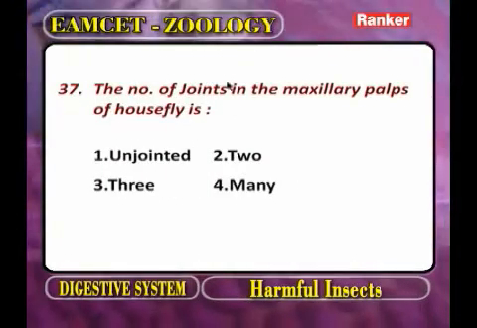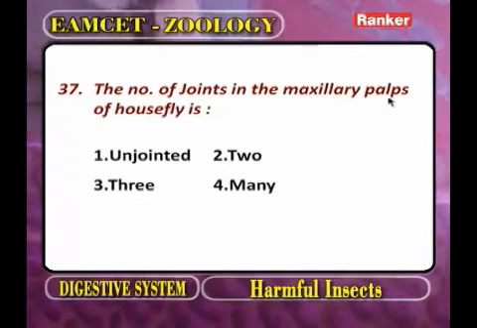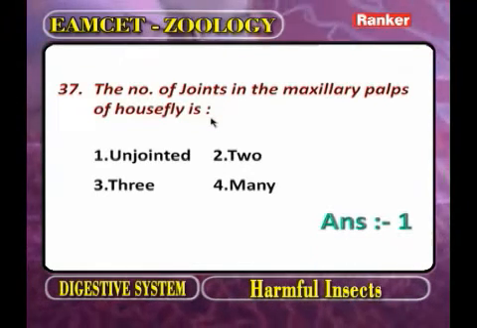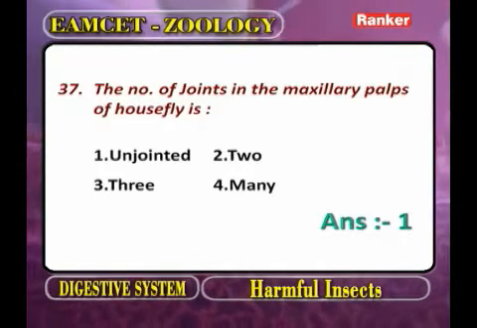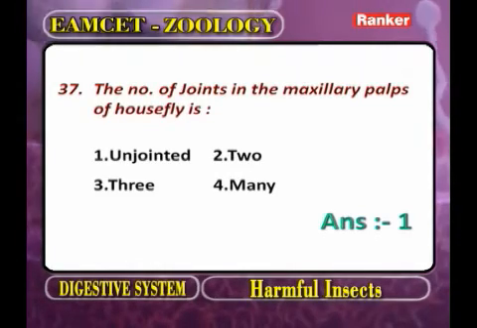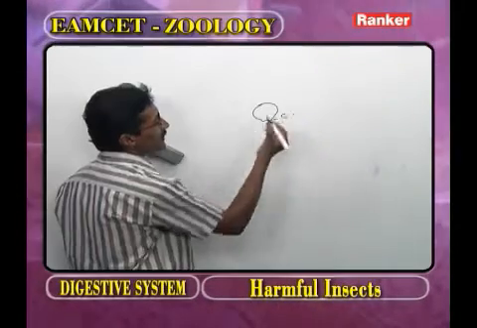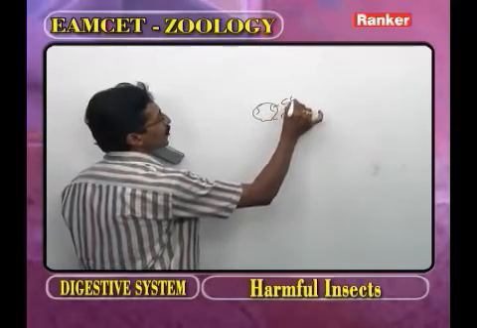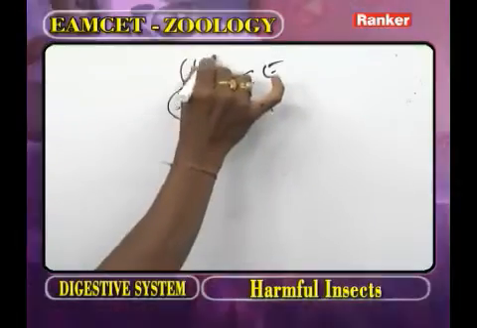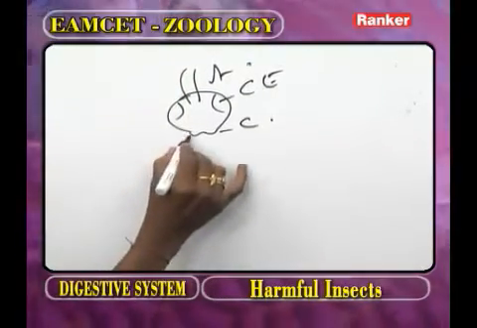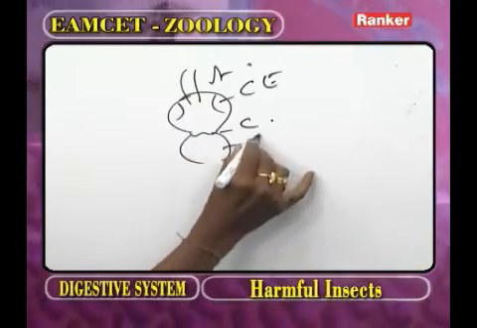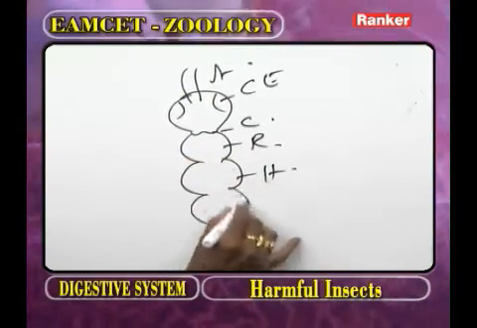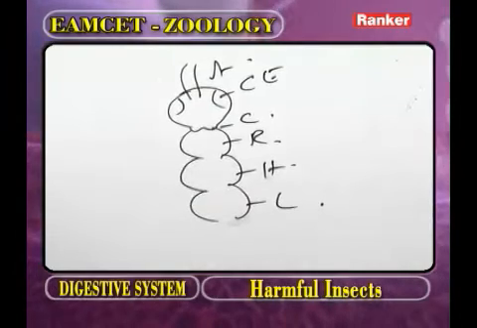The number of joints in the maxillary palps of housefly. Now as we observe the mouth parts of housefly, this part we call the head region, and this is called clypeus, and these are the compound eyes, and these are antennae, and this one we call the rostrum, and this one we call the ostellum, and this one we call a labellum.